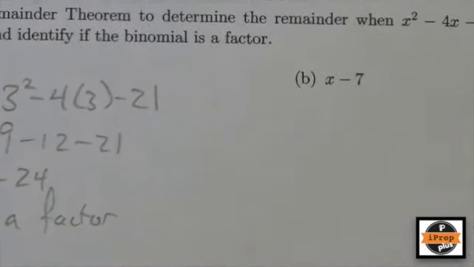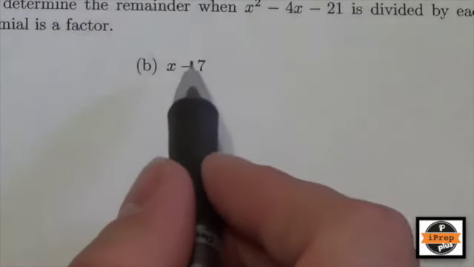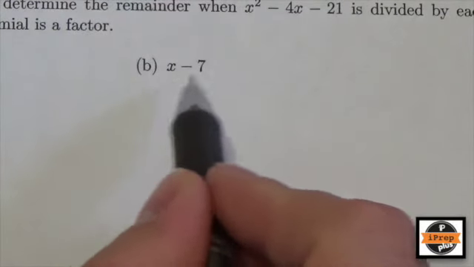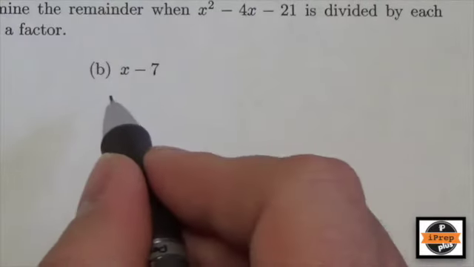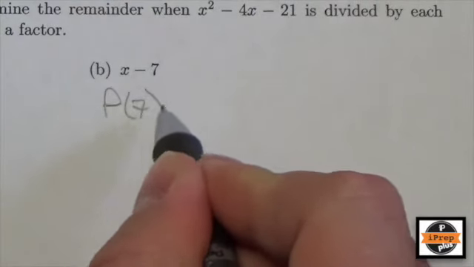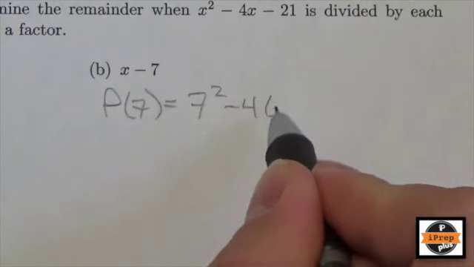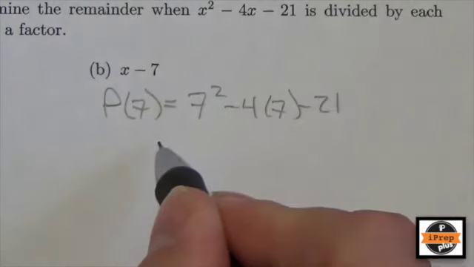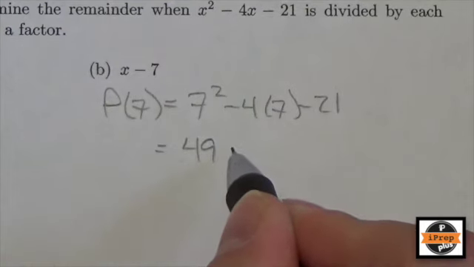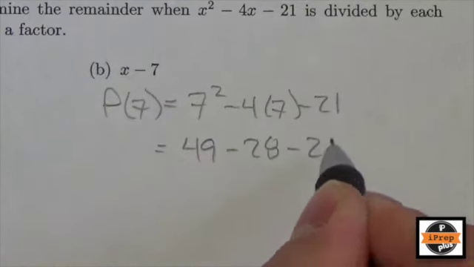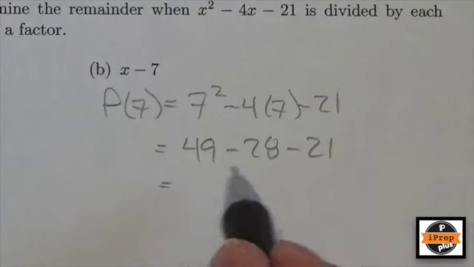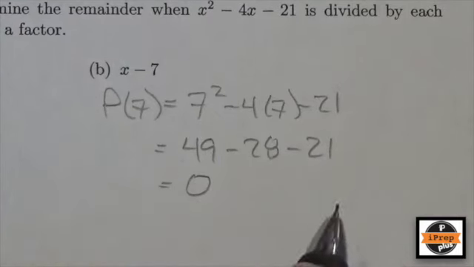Now, let's take a quick look at this next one, x minus 7. What value would make this binomial equal to 0? The answer is 7. So we're going to evaluate the polynomial at 7. We get 7 squared minus 4 times 7 minus 21, which equals 49 minus 28 minus 21. And when you put those together, you do get 0.